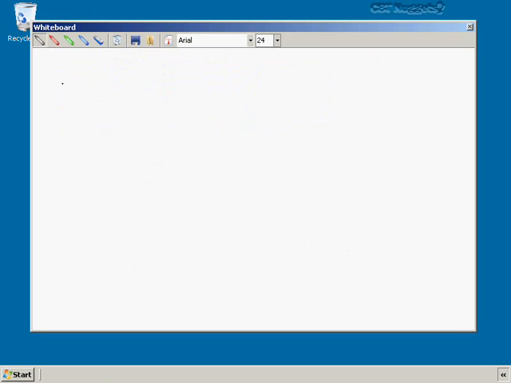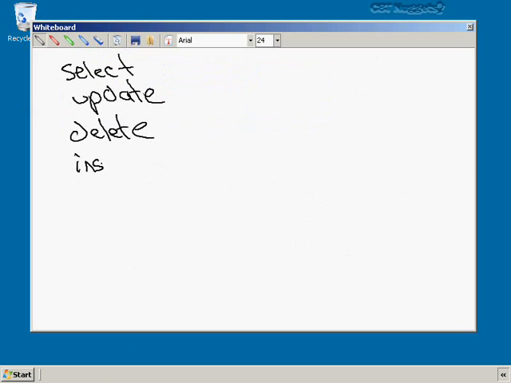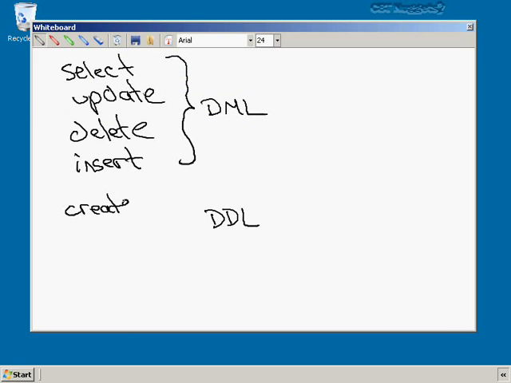Now, we've already said there's a lot of things you can do to a database. You can select data or get it from the database. You can update data that's in the database. You can delete data that's in the database, and you can insert new data into the database. These are the four basic data manipulation commands in the T-SQL language. We also said that there are data definition language commands, things like create to create tables or indexes or whatever else, drop to remove tables, indexes, or whatever else, and alter to change ones that are already there.